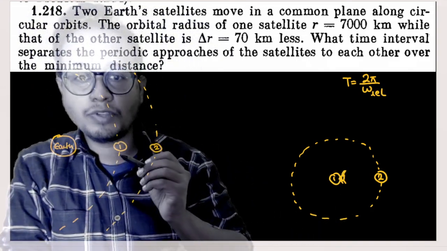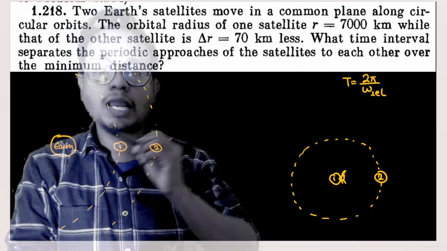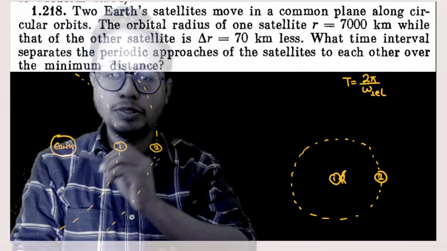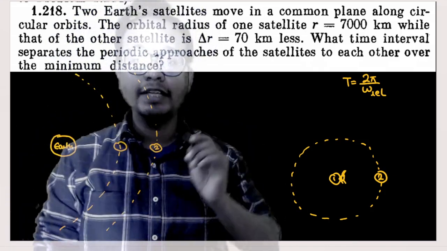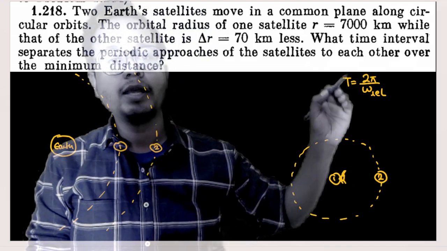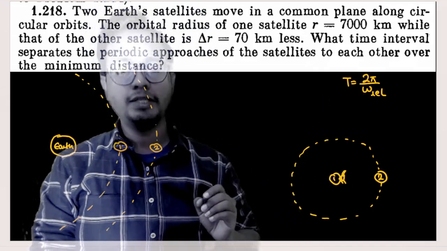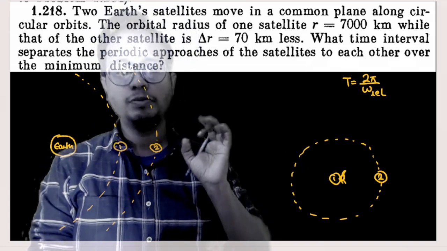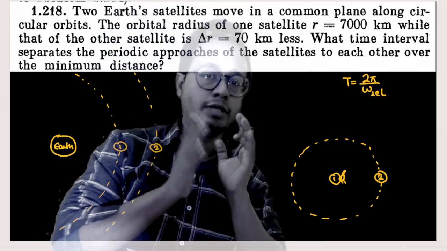That means I have to find the angular velocity of satellite 1 with respect to Earth, and the angular velocity of satellite 2 with respect to Earth. Then I have to find the relative angular velocity of satellite 2 with respect to satellite 1. Understood? And then the time period is equal to 2 pi by omega relative. This is the approach that I'm going to use in the question.